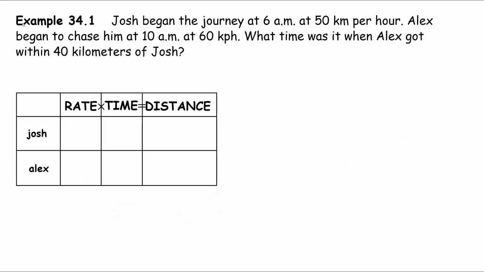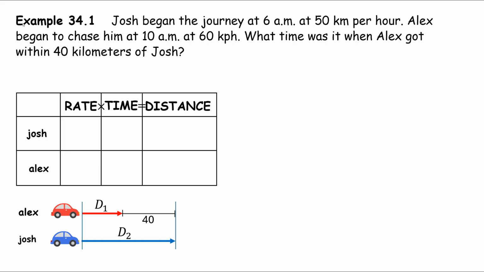Okay, so this is the last kind of uniform motion problem we have done. You have two people heading in the same direction, and one of them is ahead, one of them is behind. And so that looks like this kind of situation right here. So this problem says Josh began the journey at 6 a.m. at 50 kilometers per hour. Alex began to chase him at 10 a.m. at 60 kilometers per hour. What time was it when Alex got within 40 kilometers of Josh?